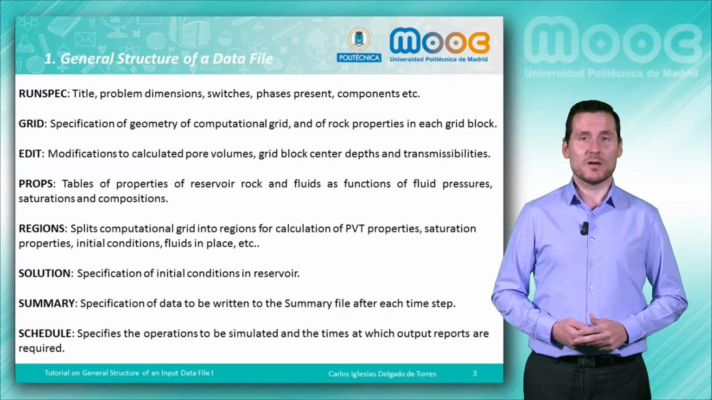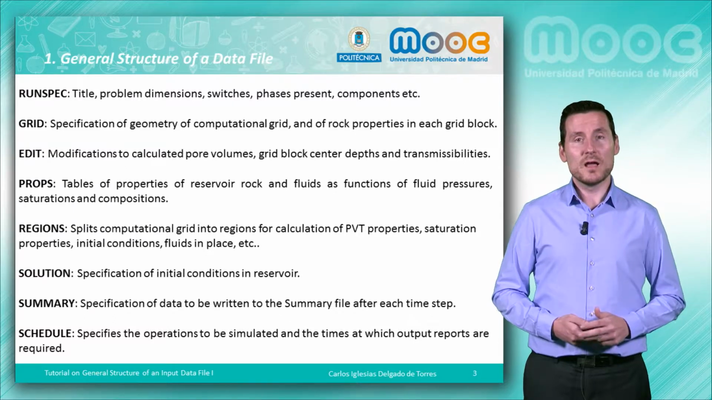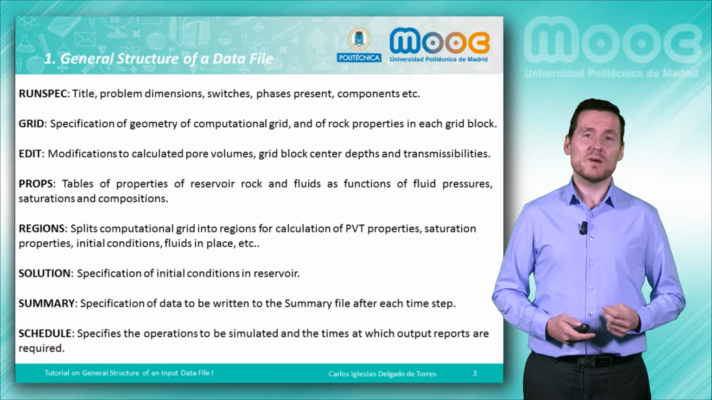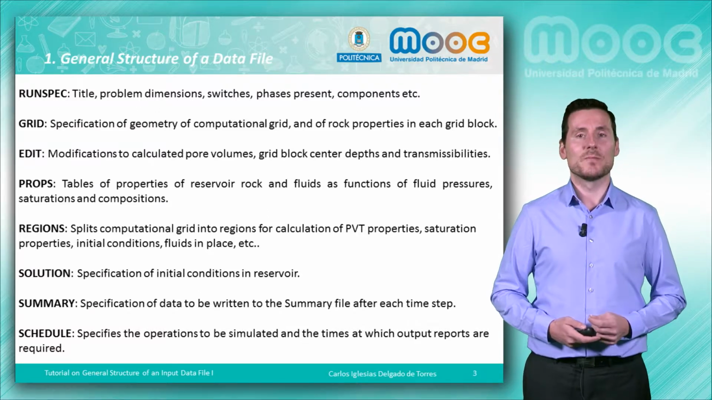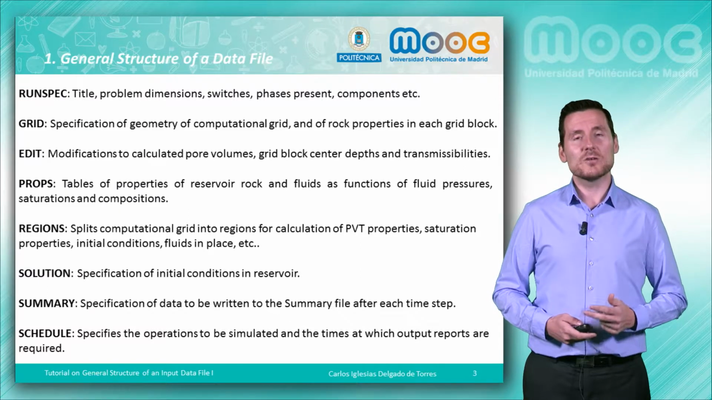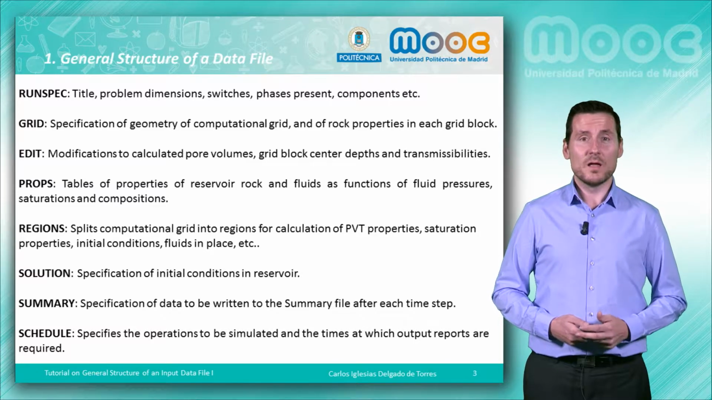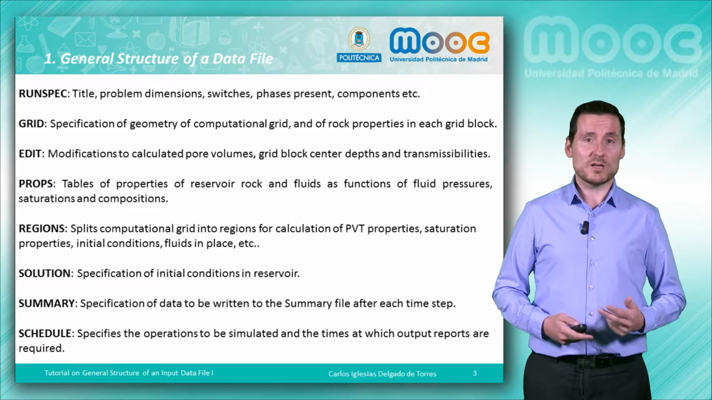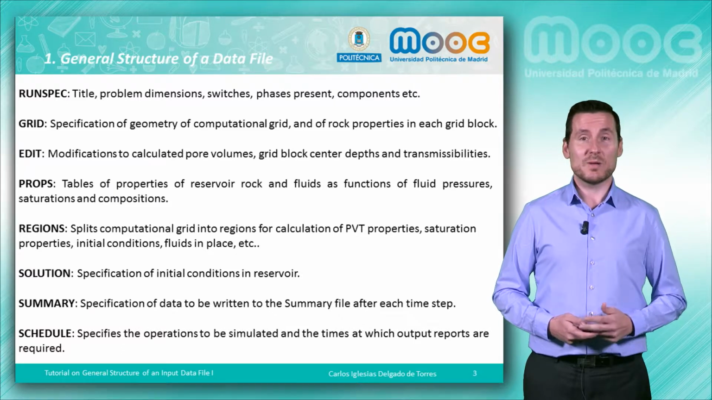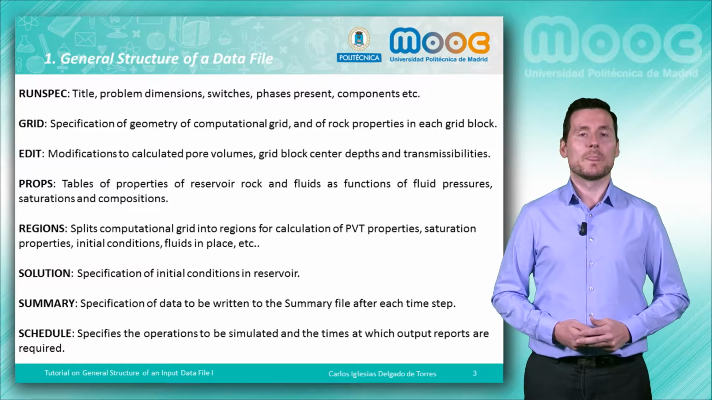REGIONS is the next section. If the computational grid needs to be split because there are different regions with different fluid properties, the regions section will allow you to specify which fluid model or relative permeability curve applies to each of the regions. The next section is SOLUTION. In this section, all the initial conditions are set. Information about the initial pressure at the center datum, initial fluid contacts such as water oil contact and gas oil contact, capillary pressure at fluid contacts, or fluid density, among others.